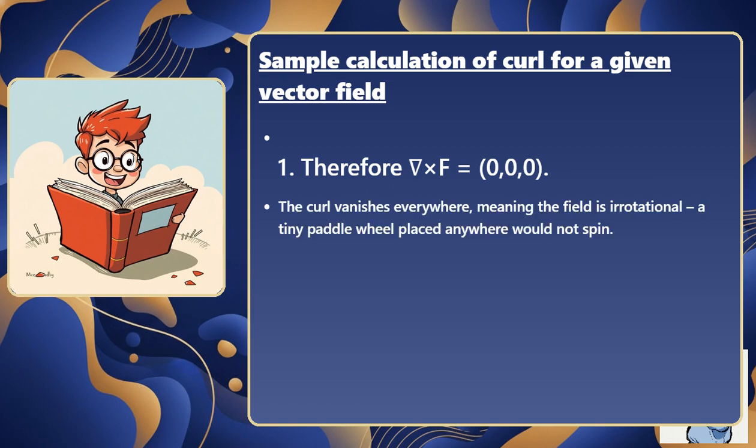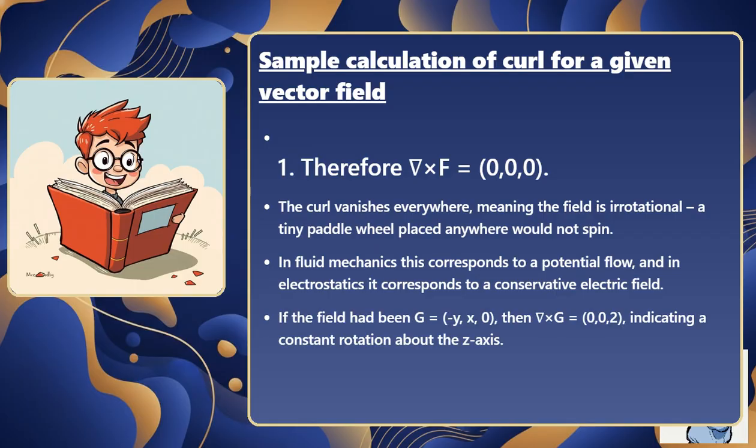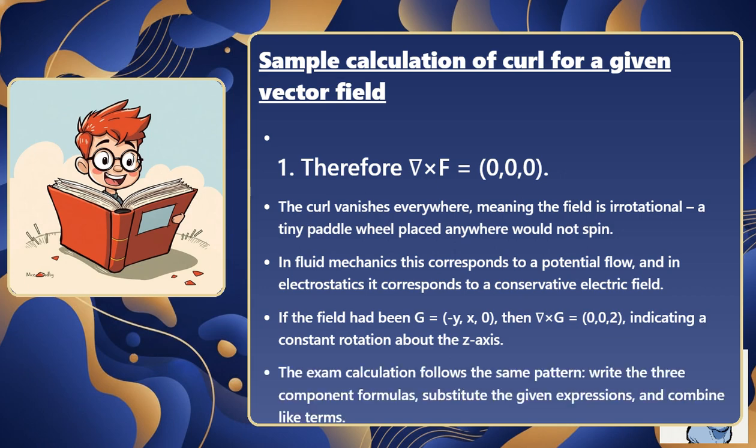The curl vanishes everywhere, meaning the field is irrotational. A tiny paddle wheel placed anywhere would not spin. In fluid mechanics, this corresponds to a potential flow, and in electrostatics it corresponds to a conservative electric field. If the field had been G equals (negative y, x, 0), then nabla cross G equals (0, 0, 2), indicating a constant rotation about the z-axis. The exam calculation follows the same pattern: write the 3 component formulas, substitute the given expressions, and combine like terms.